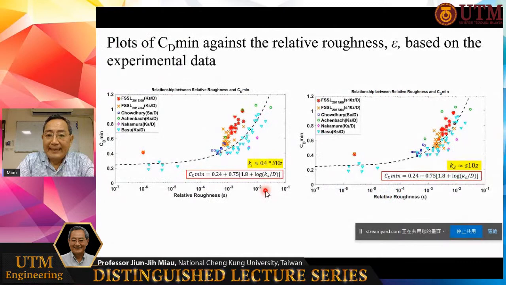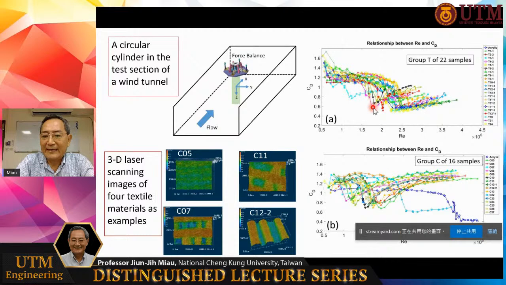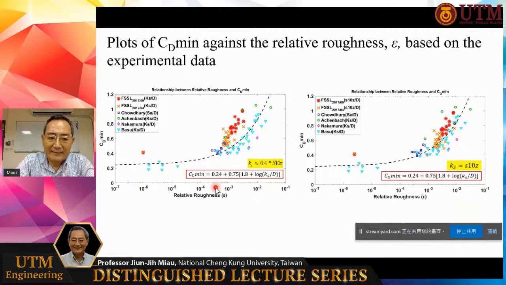I think this is the first step in our drag reduction study. We use the circular cylinder and roughen it with textile material. And here shows a trend indicating how these textile materials affect the drag coefficient. This is CD minima, which is the lowest drag coefficient you measure in each case. In each case, you get this CD minimum value, which is affected by the roughness. We have the relative roughness, normalized by the diameter of the circular cylinder. You can see the trend here: as the roughness increases, you get a lower CD minima.